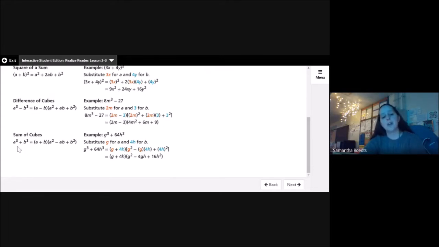And then the sum of cubes. So a cubed plus b cubed is a plus b times a squared minus ab plus b squared. Basically it's the same formula, I'm just switching the plus and the minus signs for the first two. So g cubed and 64h cubed are both perfect cubes. The cube root of g cubed is g, and the cube root of 64h cubed is 4h. So g plus 4h times g squared minus g times 4h plus (4h) squared. That gives me g plus 4h times the quantity g squared minus 4gh plus 16h squared.